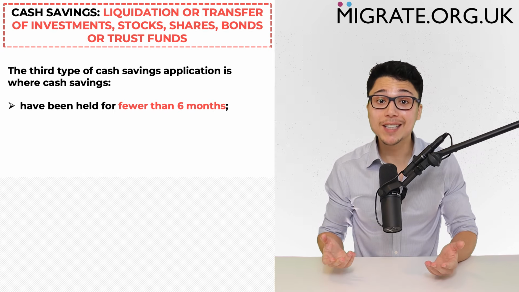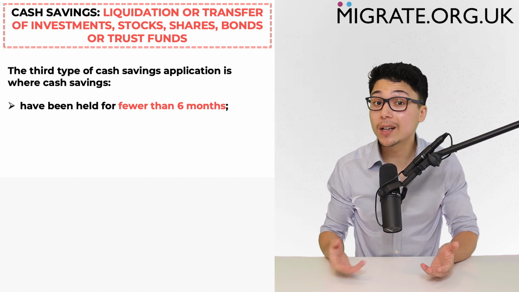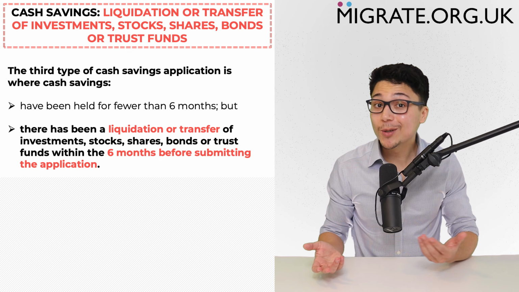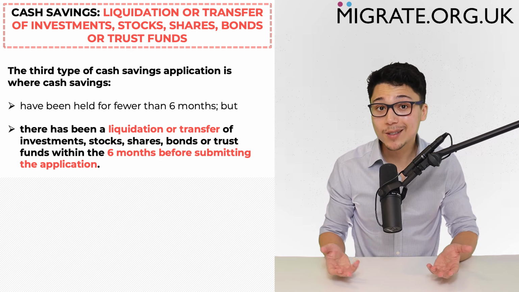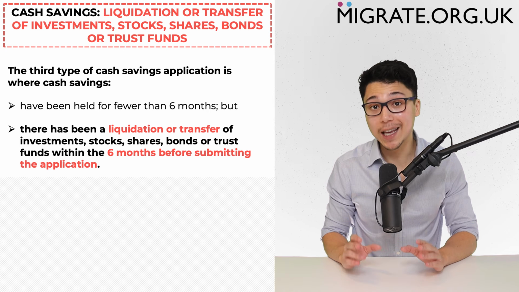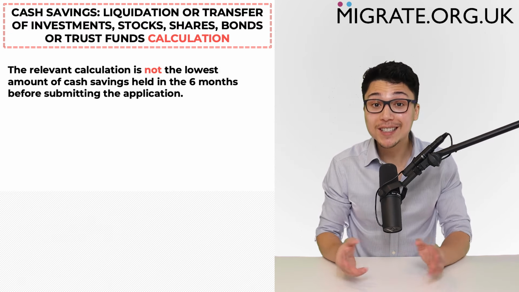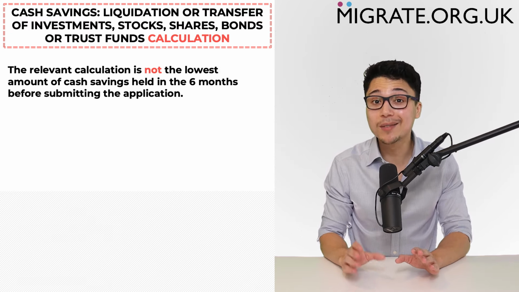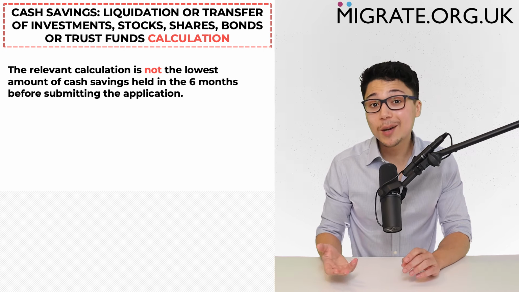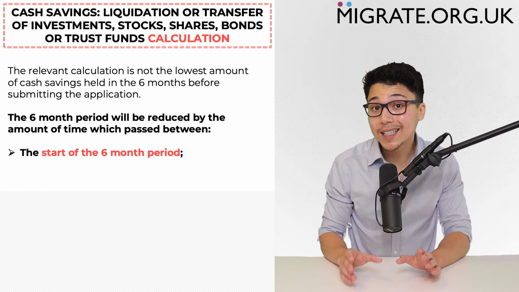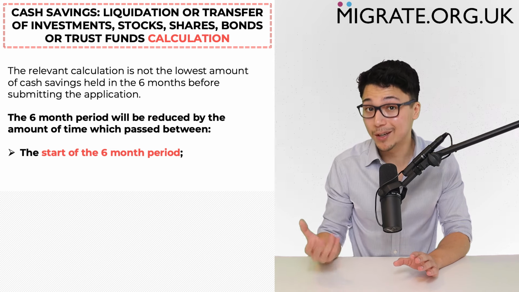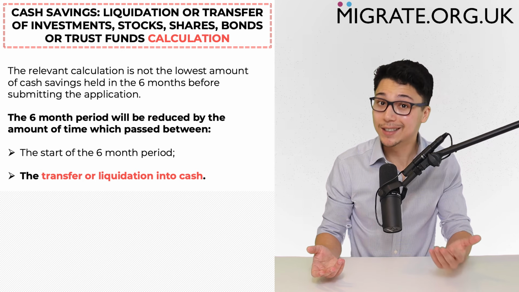The third type of cash savings application is where cash savings have been held for fewer than 6 months when the application is submitted, but there has been a liquidation or transfer of investments, stocks, shares, bonds, or trust funds within the 6 months before submitting the application. Here, the relevant calculation is not made using the lowest amount of cash savings held in the 6 months before submitting the application. Rather, just like where there's been a sale of the property, the standard 6-month period will be reduced by the amount of time between the start of the 6-month period and the transfer or liquidation into cash.